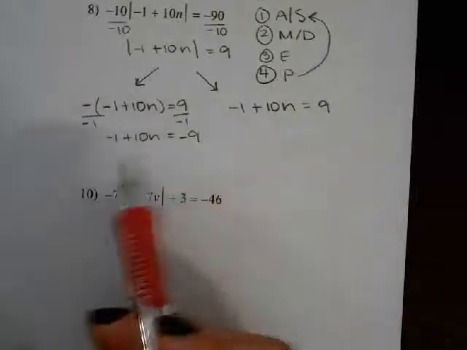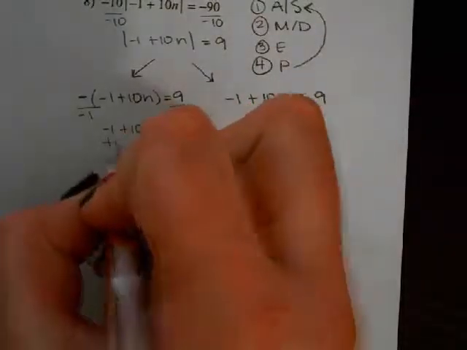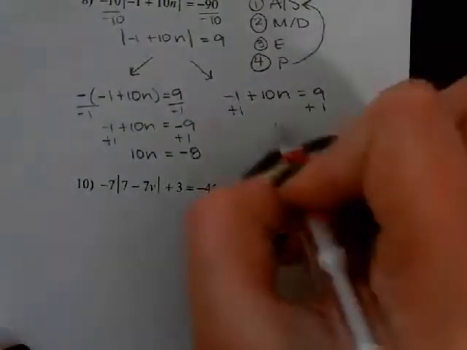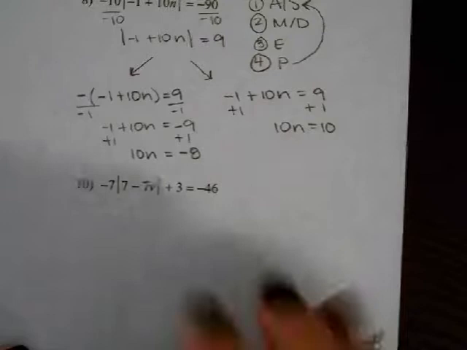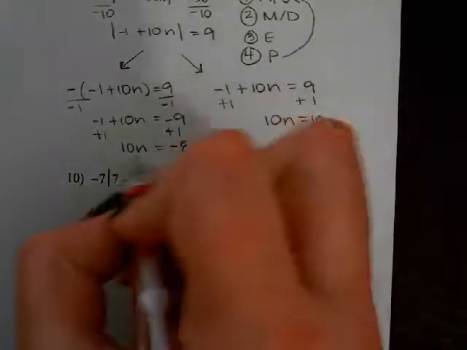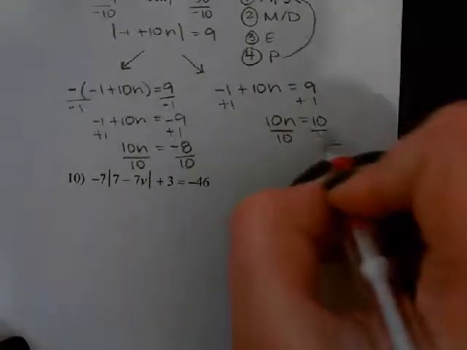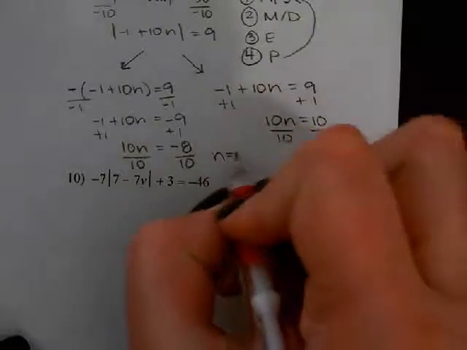Add 1. So 10n equals -8. 10n equals 10. Okay. And then what? Divide by 10. So what does n equal? And then the other n equals 1.